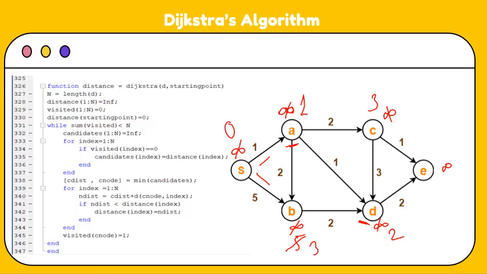From D, we look at C, E, and B. From D to B, our total distance would become 4. But B is already a distance of 3. Since 4 is greater than 3, it does not change. From D to C, our total distance becomes 5. But since C is already 3, it does not change. Now, distance to E would become 4. We see that distances from S to all other points are their shortest possible distances. Hence, Dijkstra's algorithm has solved its purpose.